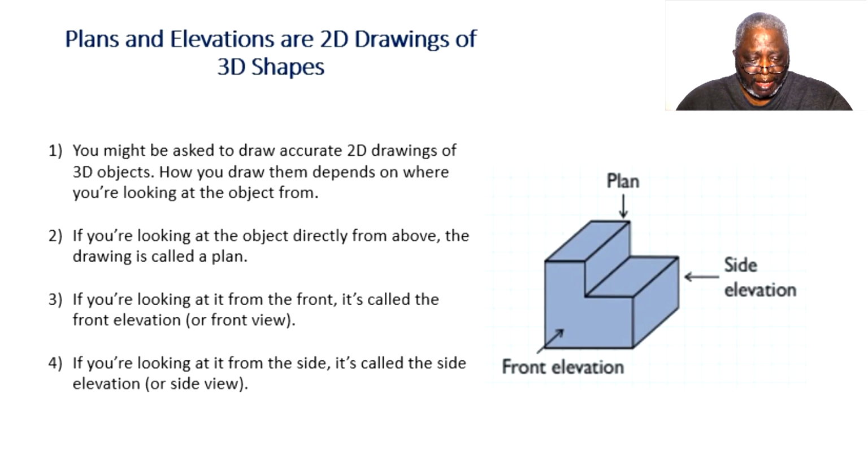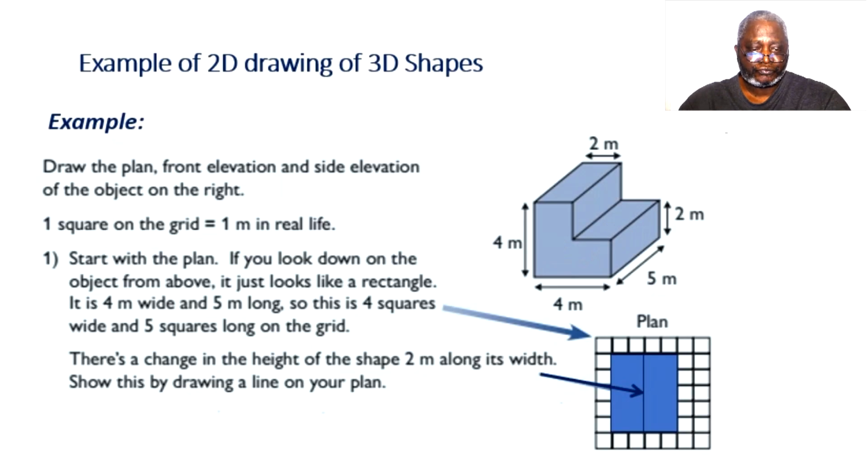If you're looking at it from the front, it's called the front elevation or front view because there you'll be able to appreciate that it's 3-dimensional and it's not flat. So it's called the elevation. If you look at it from the side, it's called the side elevation or the side view. And there's an example of what we're talking about. You see the plan, that is from the top, the front elevation and the side elevation. Make note of those words.